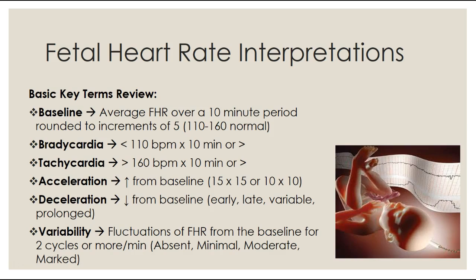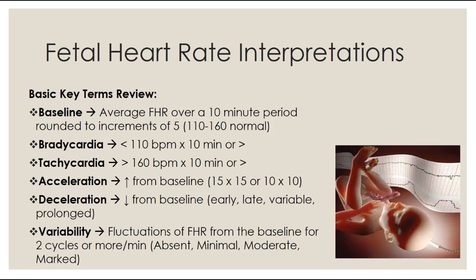An acceleration is an increase from the baseline, and we can have two different types. We can have 15 by 15s or 10 by 10s, and that means that the increase has left the baseline and climbed at least 15 beats, and that entire acceleration has lasted at least 15 seconds or longer. So your heart rate has climbed from the baseline at least 15 beats or more, and it's lasted for at least 15 seconds before it comes back to baseline. And 10 by 10 is the same thing, except it's just 10 beats above the baseline and 10 seconds.